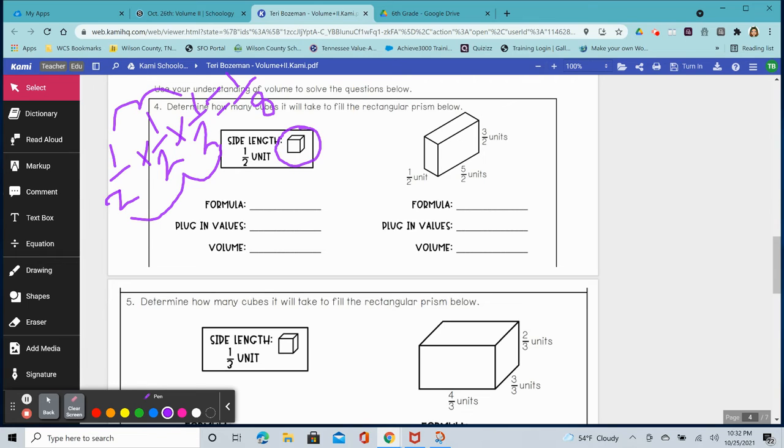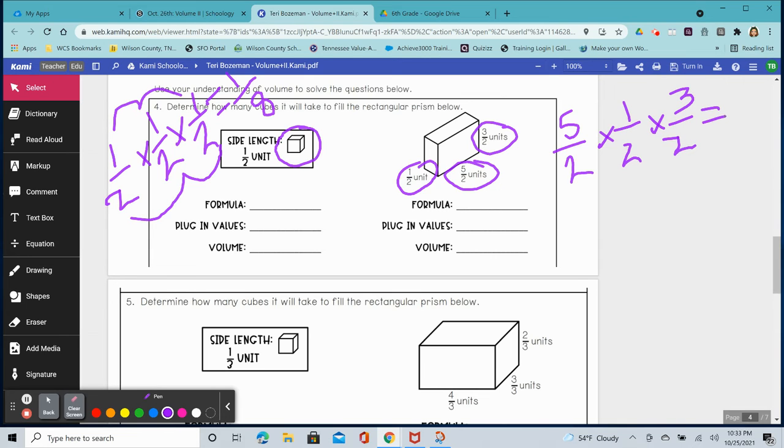Then we have to find the volume of the larger prism. So we have length times width times height. So we have 5/2 times 1/2 times 3/2. So we want to find this volume. So we found the volume of the small one. Now we're going to find the volume of the larger one. 5 times 1 is 5. 5 times 3 is 15.